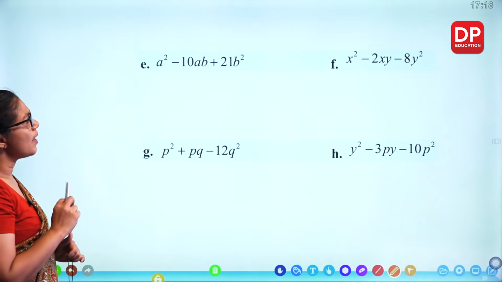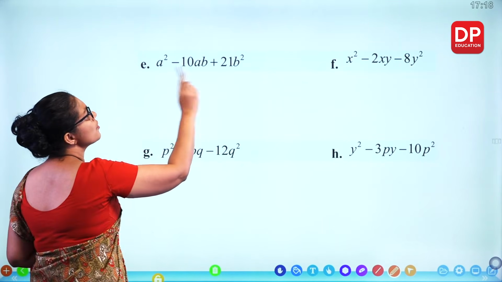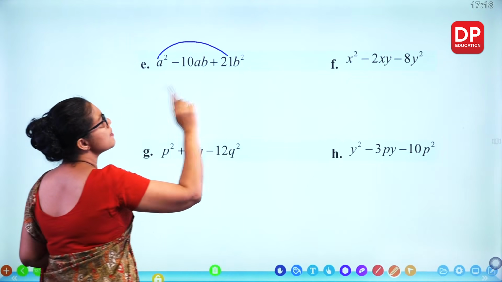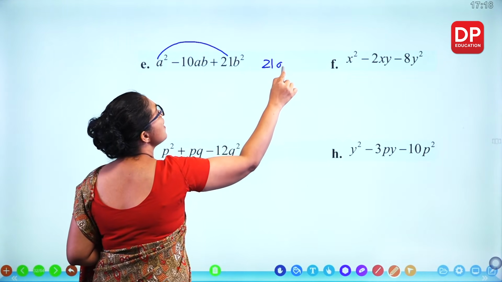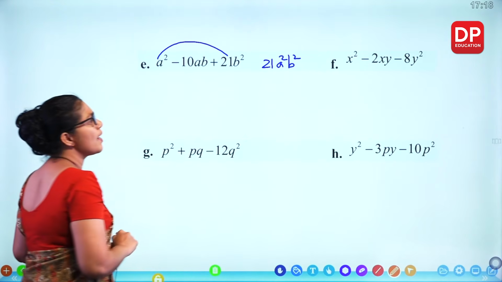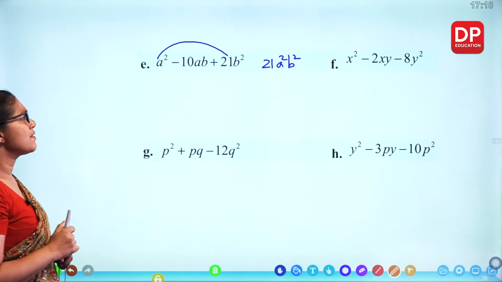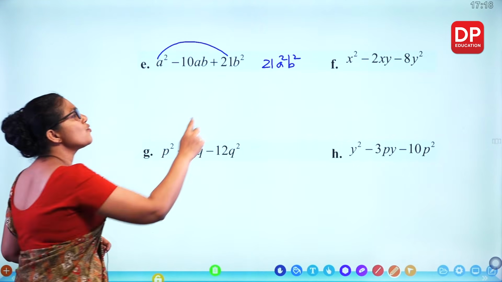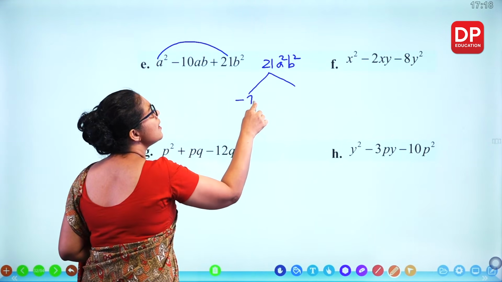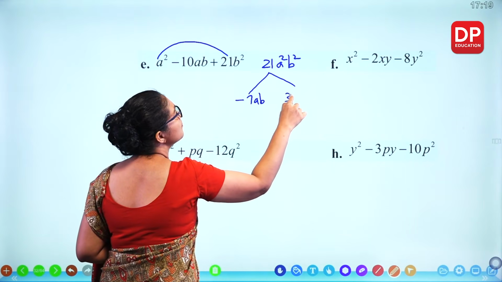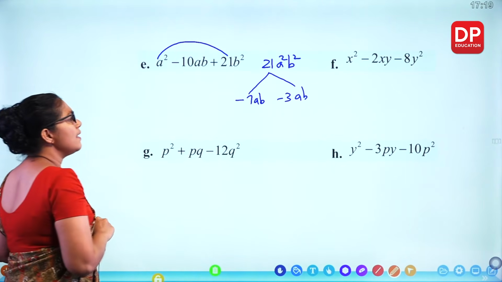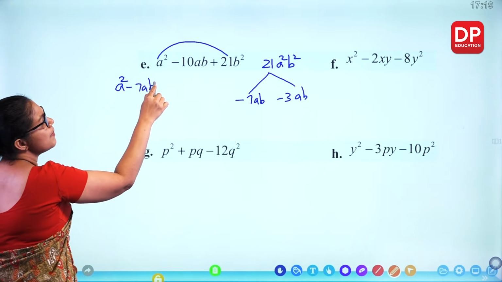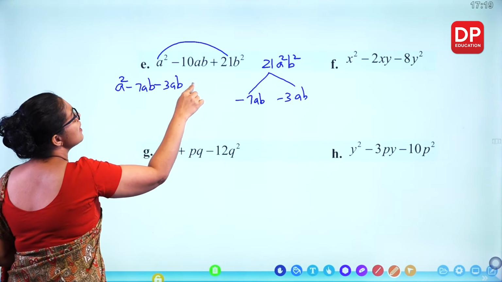Now we'll look at the next one. So here the square term and this one both are in proper place, so no need to rearrange. Just multiply. You get 21a squared b squared. So what are the factors of 21? 7 and 3. But the middle term is negative, means you are taking both negative values. Then split the middle term to minus 7ab and minus 3ab.